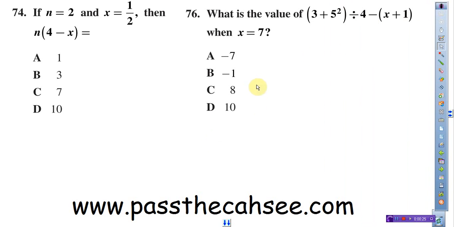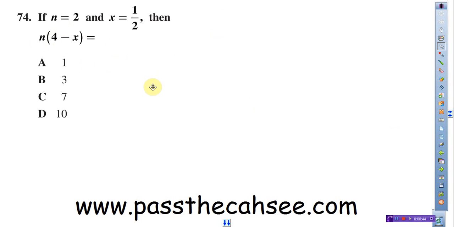So, substitution. I've talked about it in previous posts, but I really want to take a look at these two examples that they ask you to substitute, but in two different ways. So let's go ahead and take number 74 for example here. It says n equals 2 and x equals 1/2.